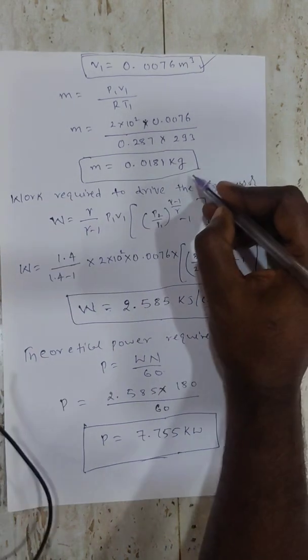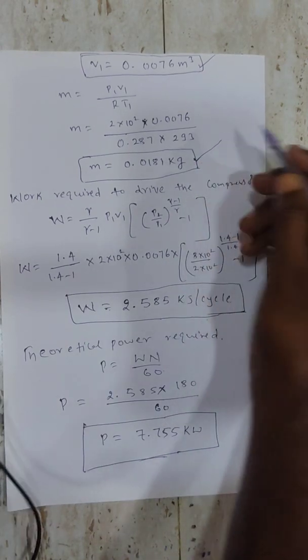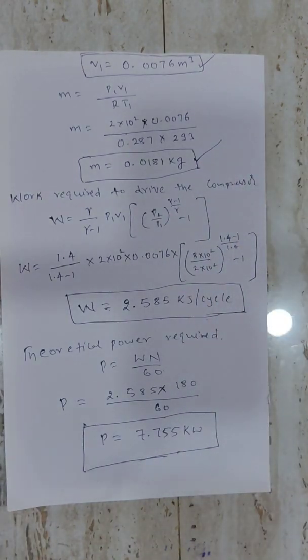Okay, we will get the mass, that is the mass M is equal to 0.0181 kg. We know the formula for the work required to drive the compressor: W is equal to gamma by gamma minus 1 P1 V1, bracket open, (P2 by P1) whole to the power of (gamma minus 1) by gamma, whole minus 1. We will substitute the values, we will get the work done is equal to 2.585.